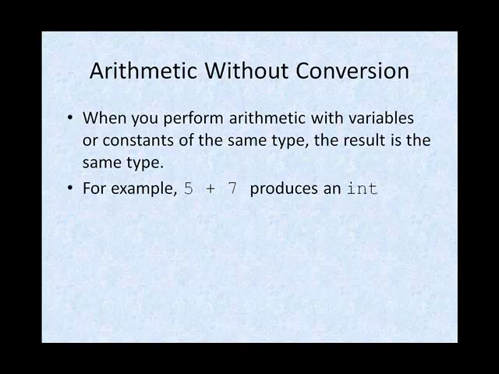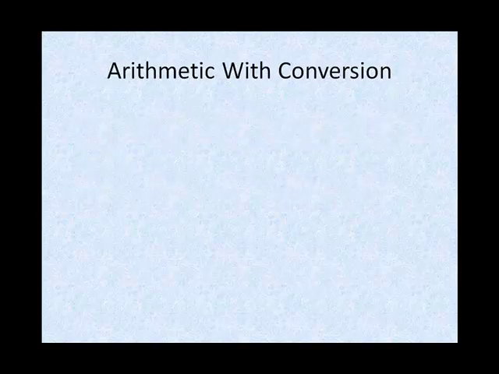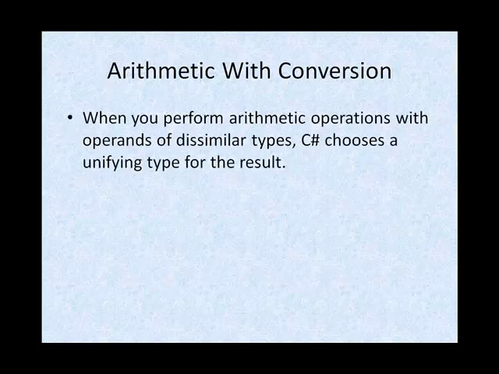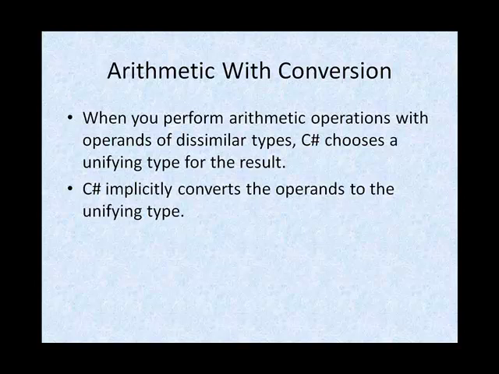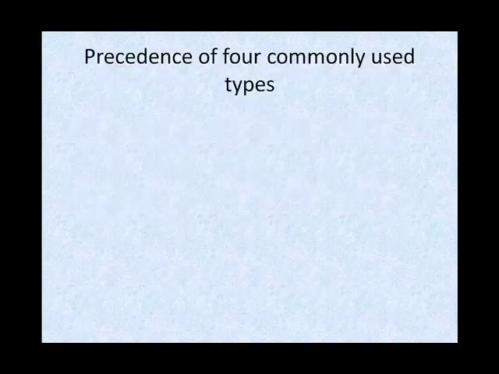Similarly, if you divide two floats, the result is a float, or if you multiply two doubles, the result is a double. Other times, however, conversion is necessary. When you perform arithmetic operations with operands that are different types, C# chooses a unifying type for the result. C# implicitly or automatically converts the operands to the unifying type.